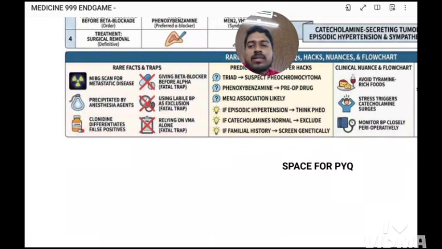Second, using labile BP as exclusion. In pheochromocytoma, BP readings are very fluctuating, so that shouldn't be used to exclude the diagnosis. Next, relying on VMA levels only. VMA is vanillyl mandelic acid, which is basically an excretion product of catecholamines. That alone has no significance. You should do urine metanephrine as well as blood metanephrine levels. That is more sensitive than relying on VMA alone.